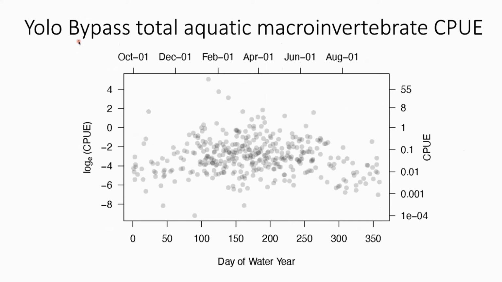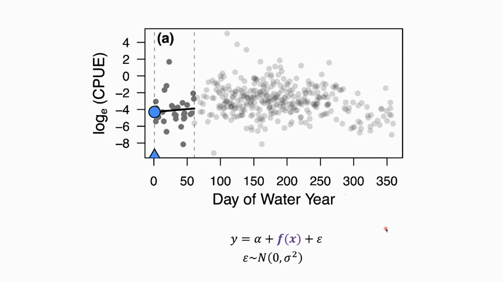The data set we're going to analyze is the Yolo Bypass total aquatic macroinvertebrate data, and this is from their drift samples. In this plot here, I've natural log transformed the catch per unit effort data, and we are looking at it across the day of water year, where 0 is October 1 and 365 is the end of September. So what does this function do? Well, the next series of plots is going to show you kind of under the hood. And again, I encourage you to read the handout for more information on this.